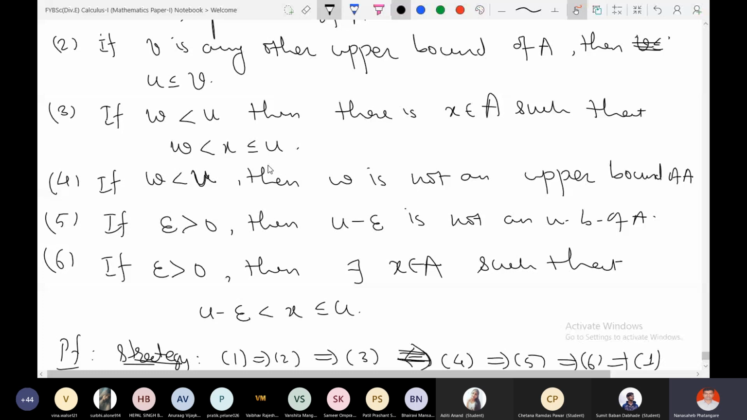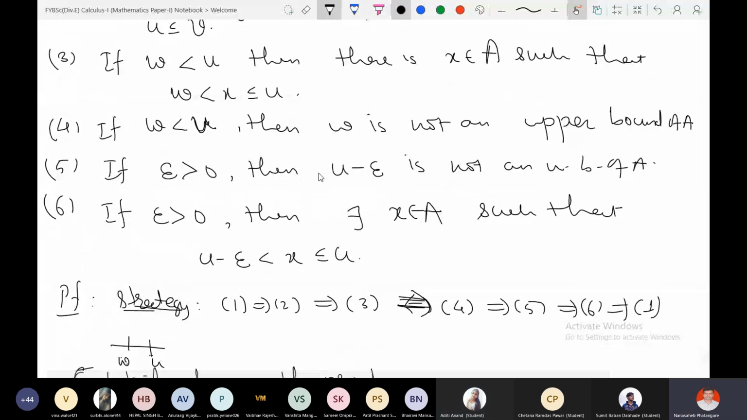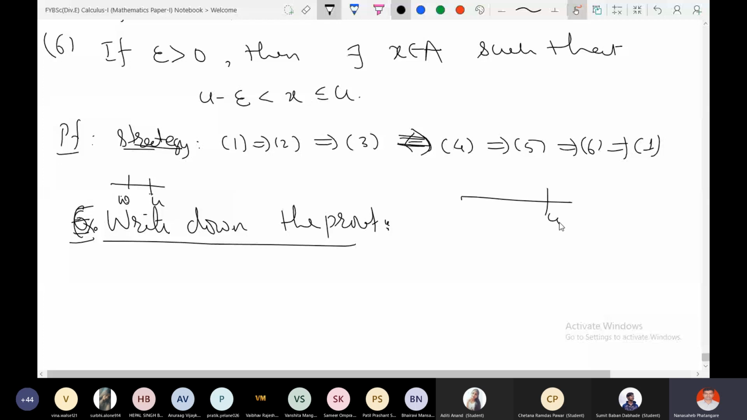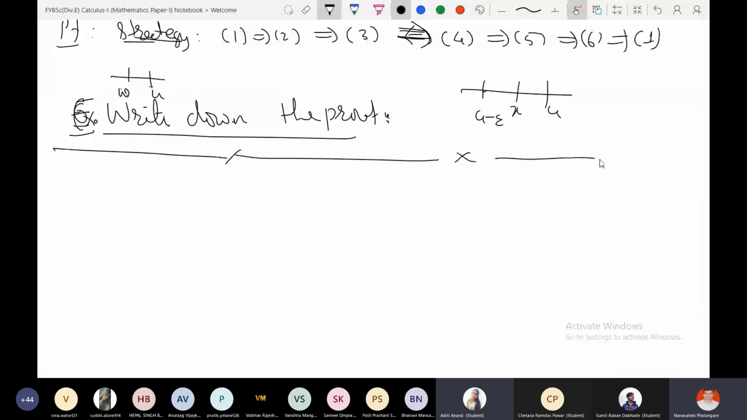And you write it down on your own also, because this is just an interpretation of the definition of supremum, right? If you take W less than U, then W is not an upper bound, means U is the least upper bound. Or if you take any epsilon positive, then U minus epsilon is less than U, and this cannot be an upper bound because U is the least upper bound, so there exists x inside. The same thing in other words. So just interpretation. Is this clear? Yes, sir.